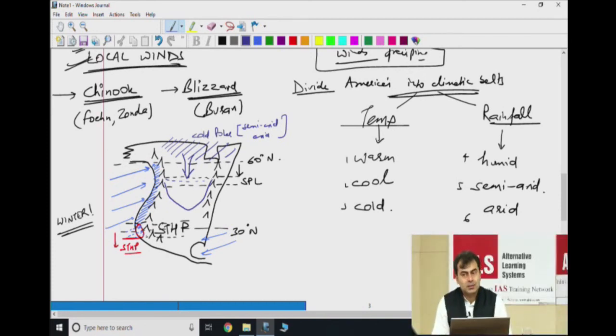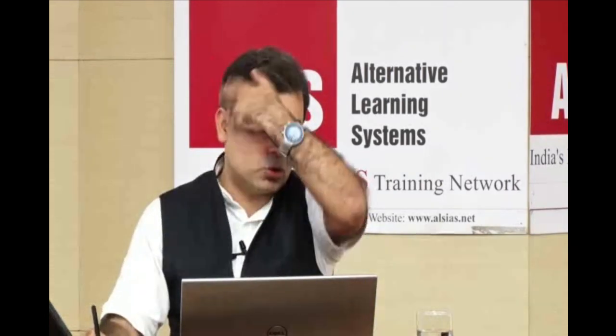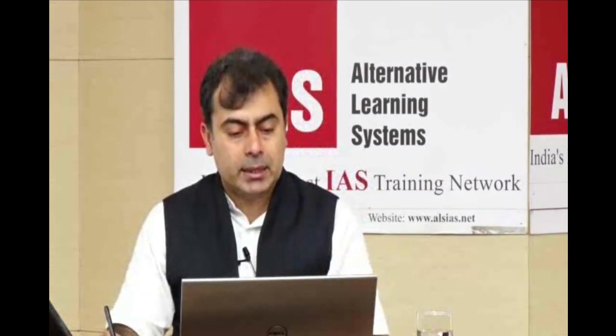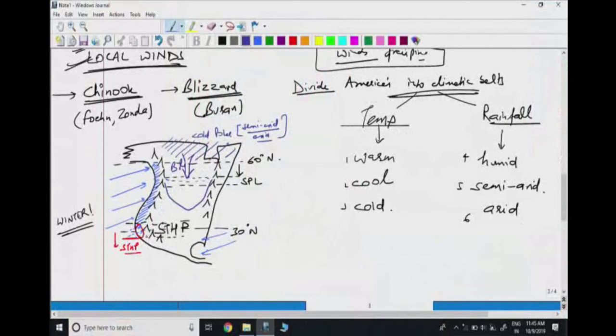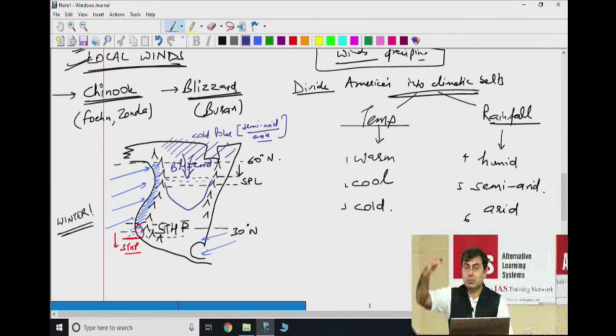Who created this? Local topography. Local topography created this, and because of the shift of the belts, this cold air coming down brings very cold, semi-arid and almost dry conditions to these areas. In Canada, we call them blizzards. When it happens in Russia, remember Russia is also at the same latitude, they are called burans. Do we get that? What is a blizzard? What is a buran? Stop, don't draw. We are still on this.